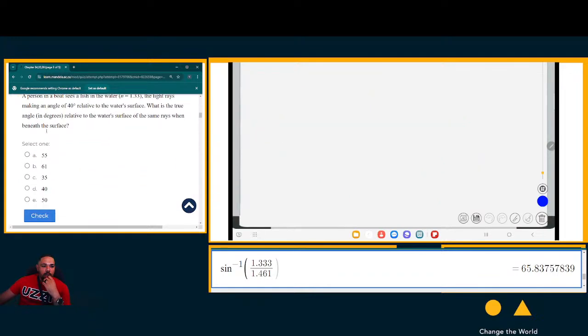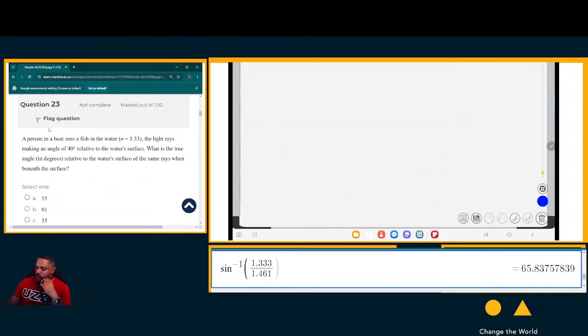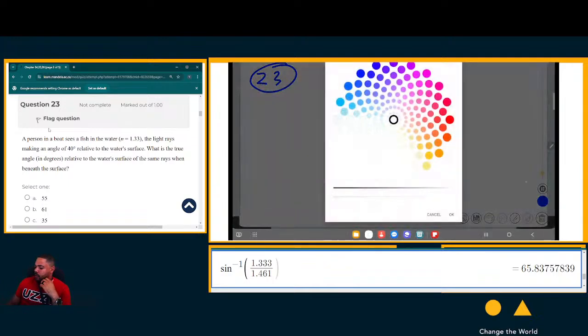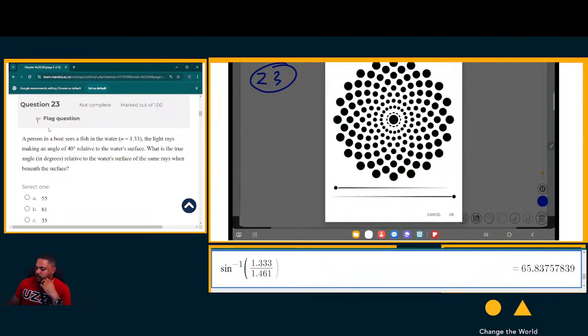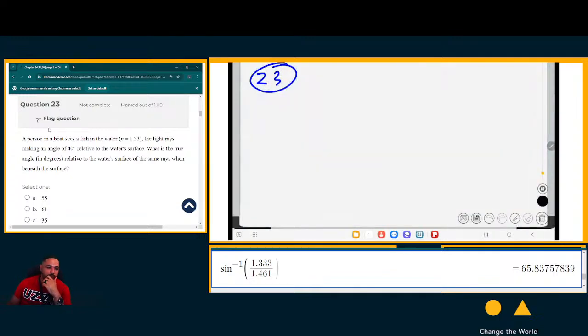Now for our last question. Question number 23. A person in a boat sees a fish in the water which has an index of refraction of 1,33. You are going to know the index of refraction of water off by heart after this. The light rays make an angle of 40 degrees relative to the water surface.